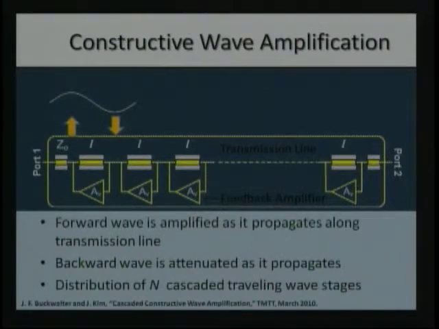And so as you go along this transmission line, you get this amplification of the wave as it's going down towards port 2. Symmetrically, if you think about a wave going from port 2 to port 1, that means that that wave must be attenuated, it must be absorbed. And there's a lot of very interesting features about this type of amplifier that we tried to describe in a paper a couple of years ago now in TMTT. So you can get a large amount of gain by essentially cascading as many numbers of stages as you need.